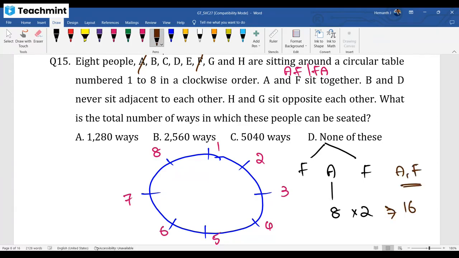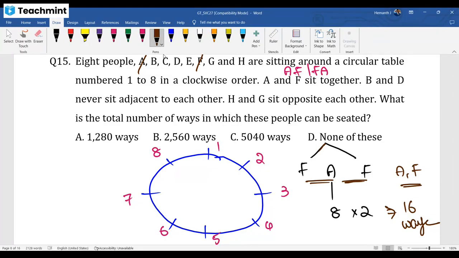A and F are together. It may be AF or it can be FA, they are together only. But 16 ways A and F can occupy the place. So fine, 16 for that. Then G and H, they said G and H must be opposite. That also you can complete now.